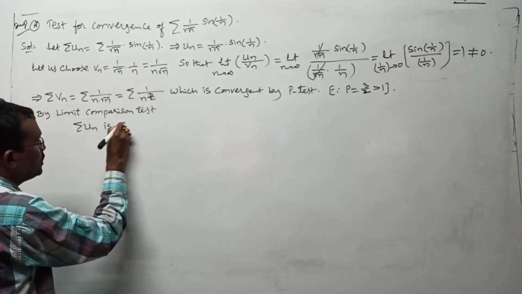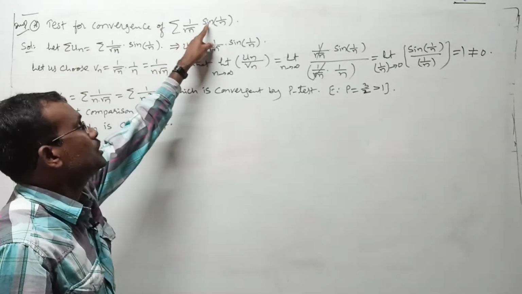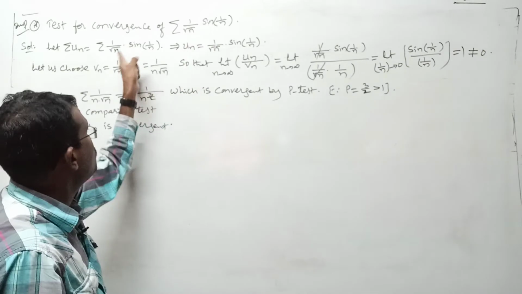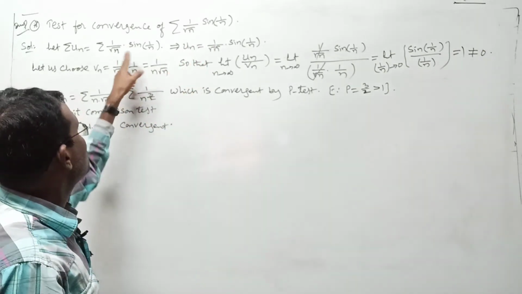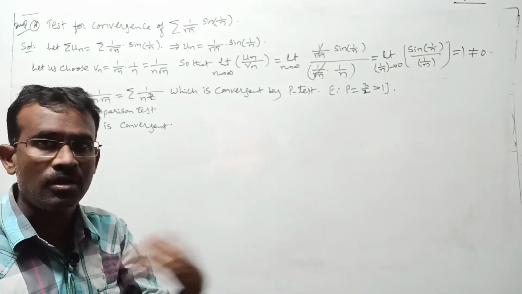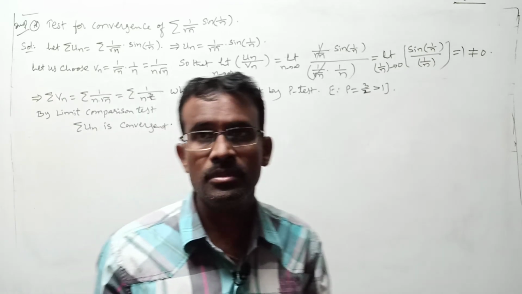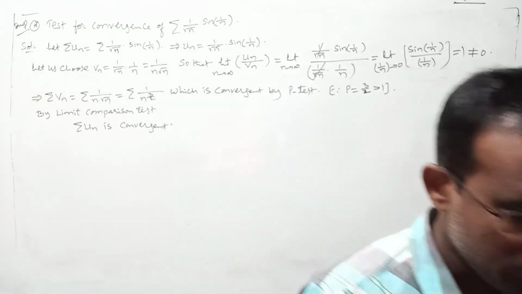By limit comparison test, sigma Un is convergent. Here, instead of sine ratio, if a tan ratio is there, then also you must do the same like this. Replace sine ratio with tan ratio; for sine and tan ratio, the same possibility is there. For a cos ratio, just select its coefficient only as Vn. This is your another new question.